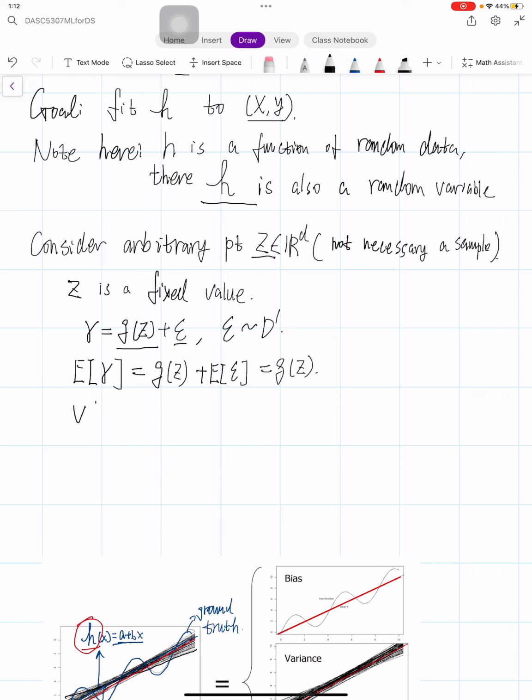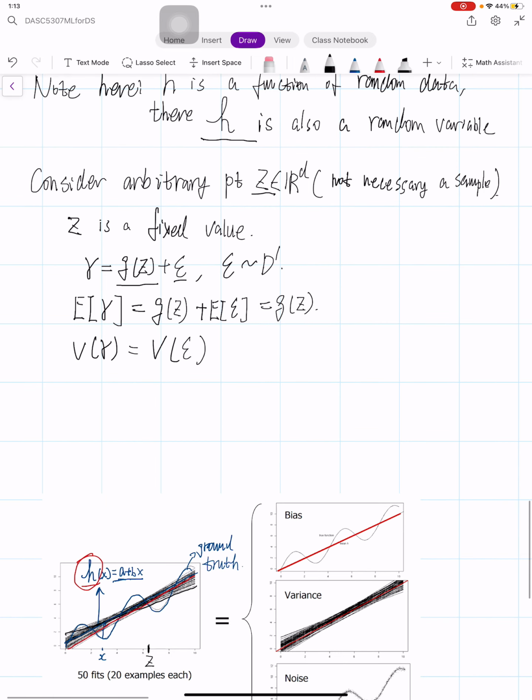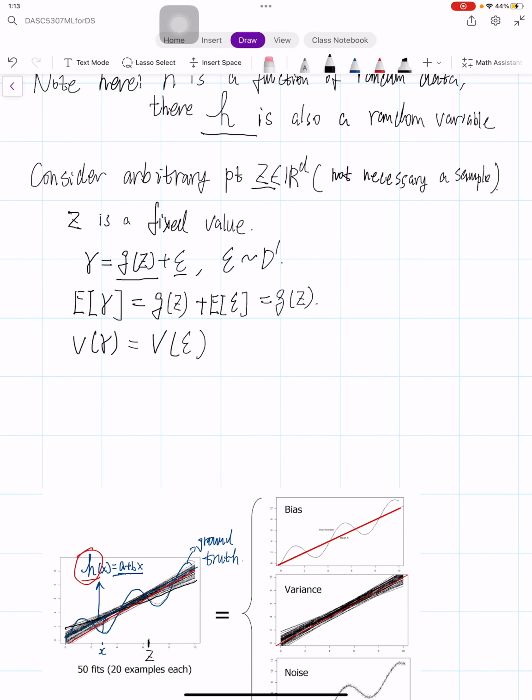And the variance of this gamma equals the variance of a constant. There's no variance, right? And the variance of the epsilon. So in other words, we want to check what's the mean squared error loss at any fixed point z.